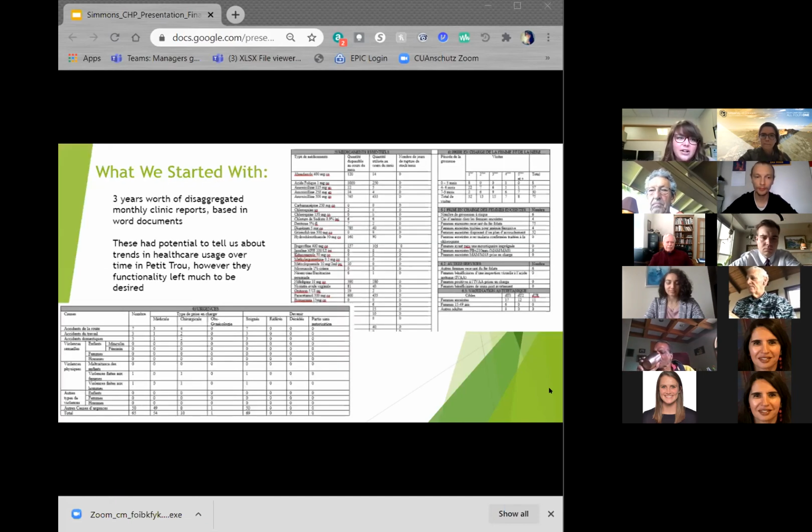So this is what we started with. It's just these Word tables that are 3 years worth of disaggregated monthly clinic reports that were based in these Word documents with formats that had changed over time. And they had a potential to tell us a lot about the community that Colorado Haiti Project serves, but the way they were structured left a lot to be desired.